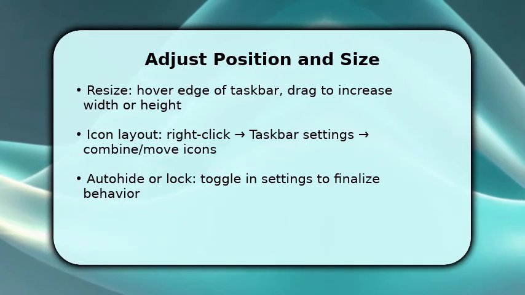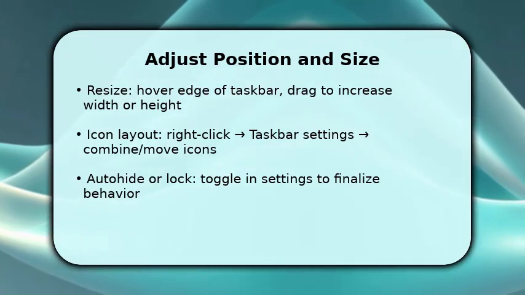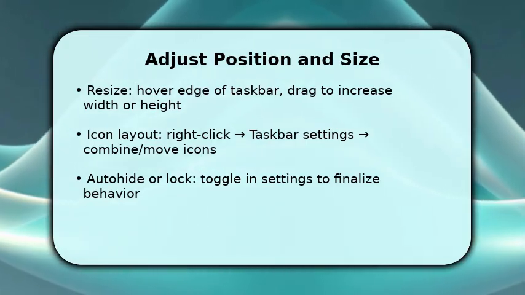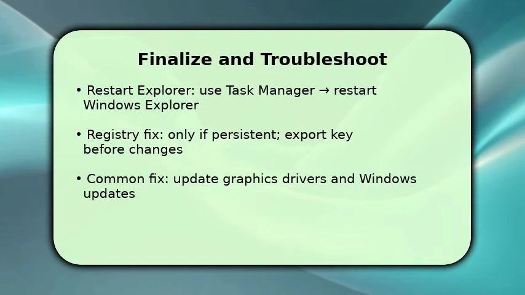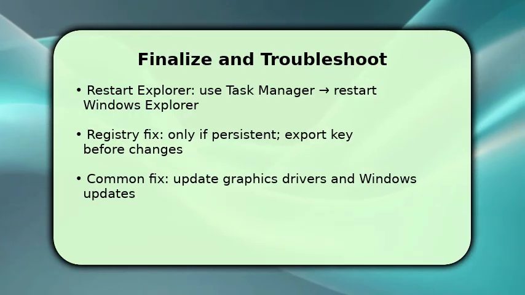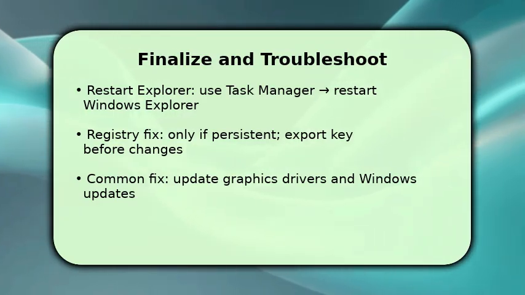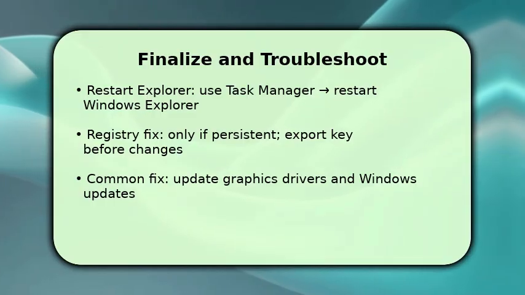Make sure to test opening apps so the bar doesn't obscure important windows. Finish by locking the taskbar and verifying behavior across multiple display setups. If it won't stay on the side, restart Windows Explorer from Task Manager to reapply settings immediately.